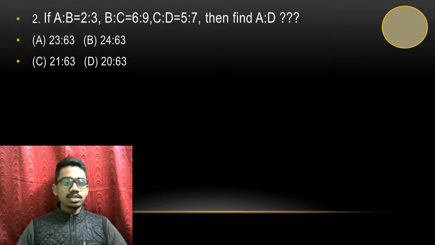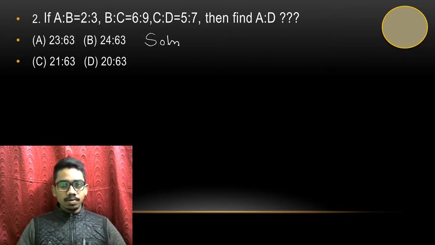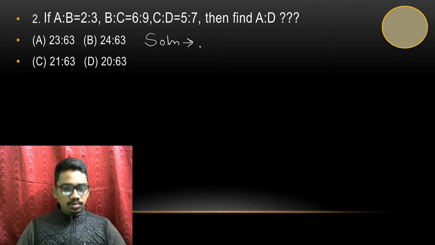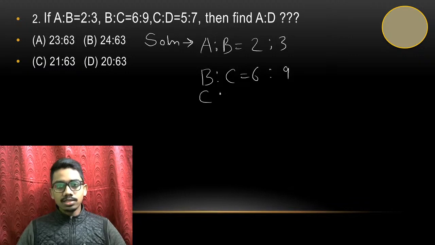So let's see the solution to this question. Aniket is saying D. Alright. So see, first of all I am writing A ratio B equals 2 ratio 3. Then I am writing B ratio C equals 6 ratio 9. Then I am writing C ratio D equals 5 ratio 7.